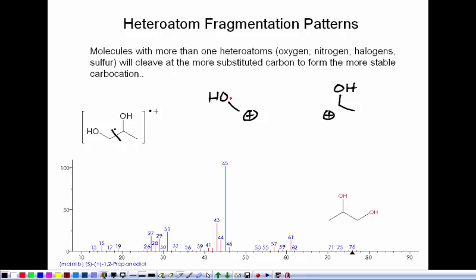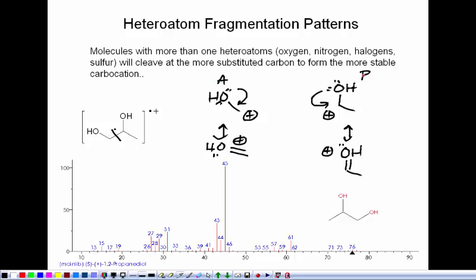Each one of these has the ability to form another resonance structure. So for this OH, I could move this pair of electrons here and form the double bond and have the positive charge on the oxygen. Or over here, I can move the pair of electrons down here to form the double bond, and that would again put the positive charge on the oxygen. So both of these carbocations have two resonance structures. Now, which of those two is most likely to form? In other words, if I cleave this bond, what am I going to see more of? Carbocation A or carbocation B?